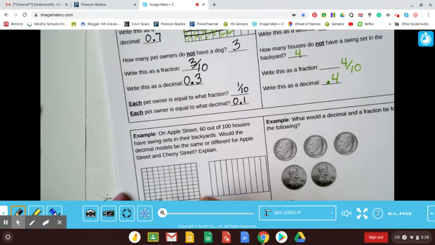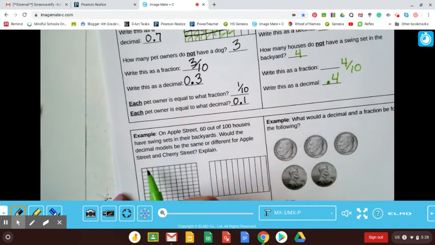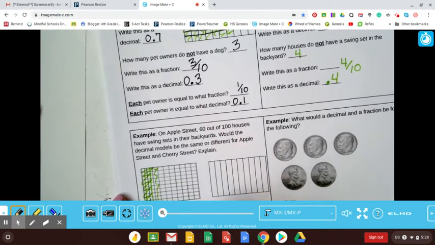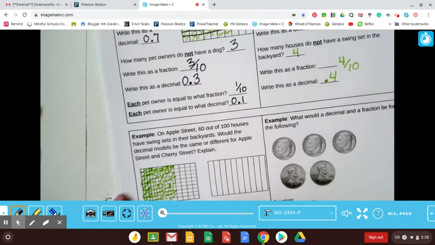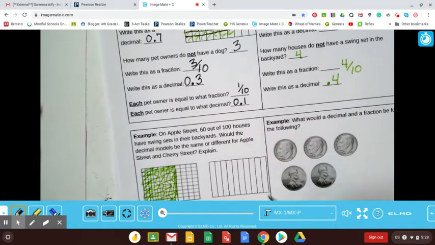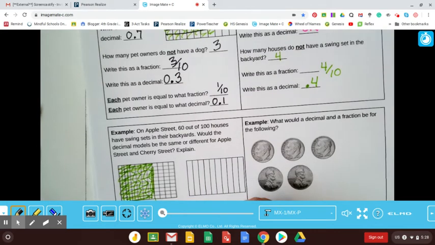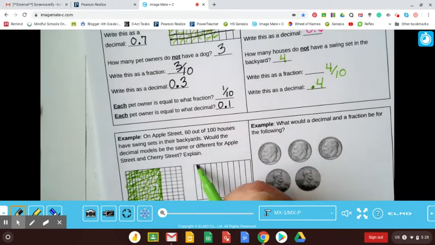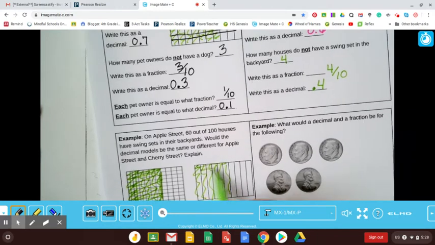60 out of 100, right, would look like this. So I'd have 10, 20, 30, 40, 50, 60. All of that, right? That's what it would look like. And this was Cherry Street, I had 6 out of 10, or 6/10. 1, 2, 3, 4, 5, 6.